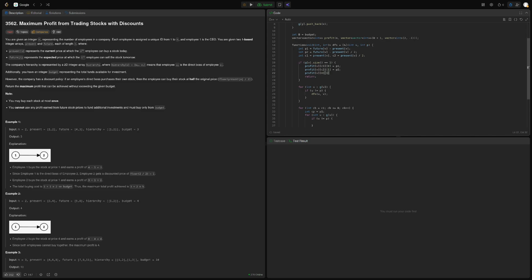So if our boss didn't buy, this is the cost. If our boss did buy, this is the profit, and these are the costs respectively. But we could also not buy. So our profit, if we don't buy and our boss doesn't buy, is the same as if we don't buy and our boss buys, which is 0.